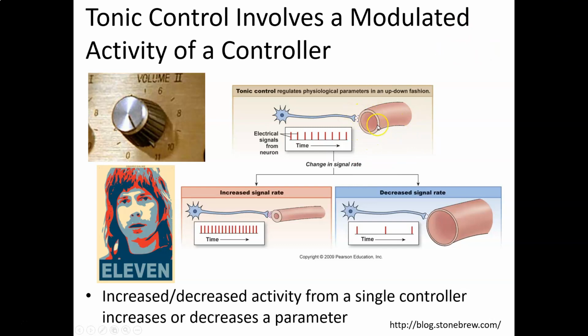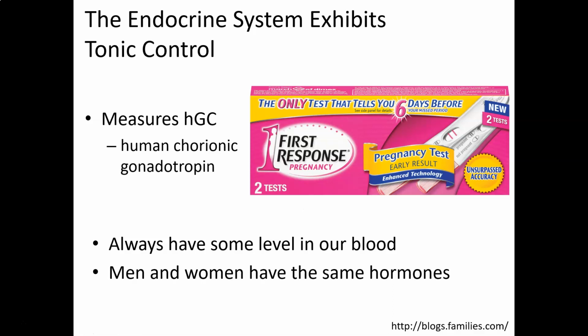And the idea would be in some cases, like this example here with blood vessels, we have a constant signal going to blood vessels. And if I want to constrict a blood vessel, I can increase the frequency of that stimulation. If I want to cause dilation of that blood vessel, I can decrease the stimulation. But it never actually turns off. I can just increase or decrease it. I can't turn it off. And if it turned off, then you couldn't get any larger degree of dilation, because once it was off, you couldn't do any less than off, right? So tonic control helps to modulate activity when there's a single controller.